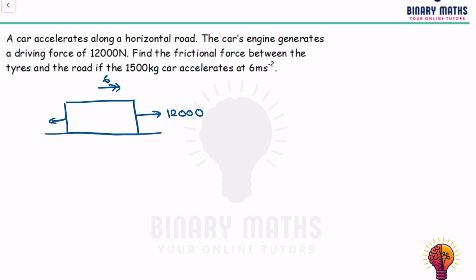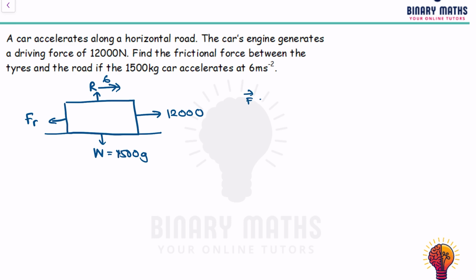Friction is acting in the opposite direction to the driving force, so friction here. Vertically, we have the reaction force from the ground and the weight of the car pulling it down, which is equal to mass times g, so 1500g. What we're trying to find is the frictional force between the tyres and the road if the 1500 kg car accelerates at 6 meters per second squared.